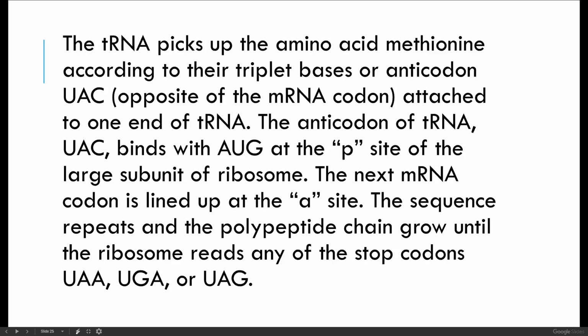UAC, that is uracil, adenine, cytosine, attached to one end of the tRNA. The anticodon of tRNA, UAC, binds with AUG at the P site of the large subunit of ribosomes. The next mRNA codon is lined up at the A site. Okay, what is A and what is P? The sequence repeats and the polypeptide chain grows until the ribosome reads any of the stop codons. These are the stop codons. Please take note: uracil, adenine, adenine; uracil, guanine, adenine; or uracil, adenine, guanine.